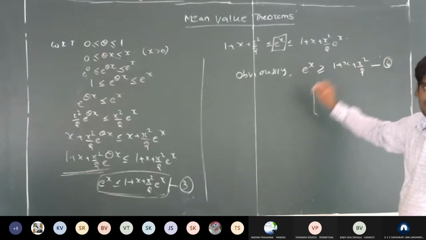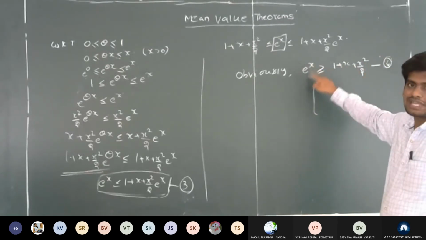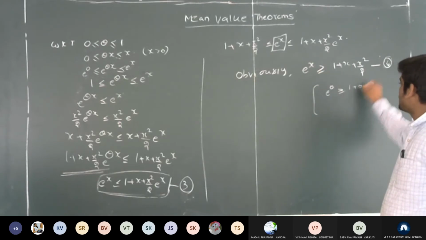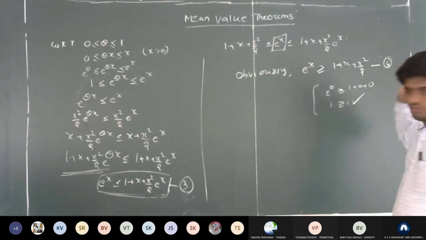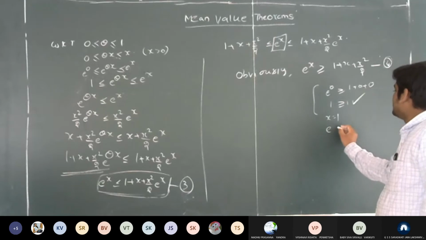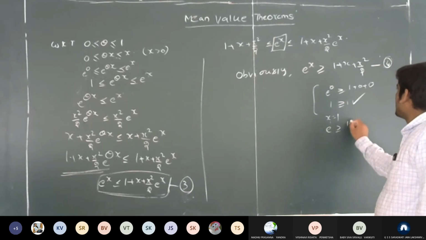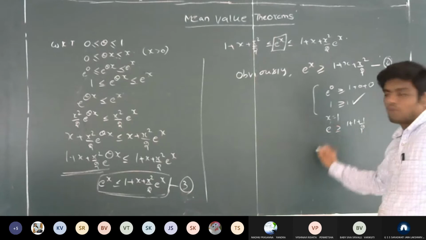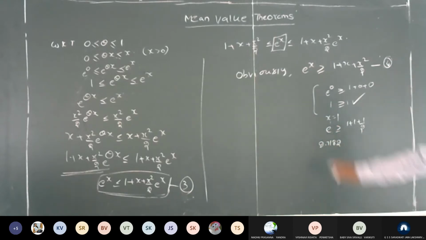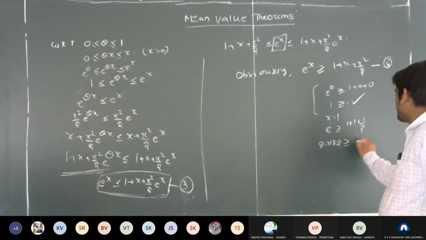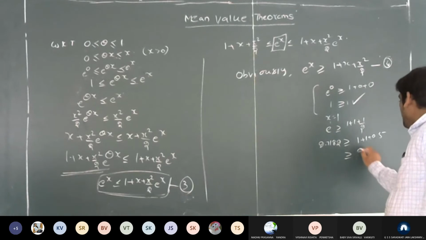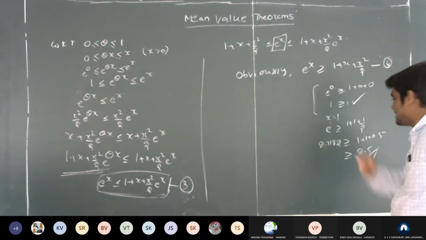We will check. So take x is equal to 0. e power 0 greater than or equal to 1 plus 0 plus 0. So that is 1 is greater than or equal to 1. Right, it is clear. Next, take x is equal to 1. So this is e power 1 greater than or equal to 1 plus 1 by 2. e power 1 is e, that is 2.718. That is the value of e. So it is greater than or equal to 1 plus 0.5, that is 1.5. This is 1.5 and this is 2.7.